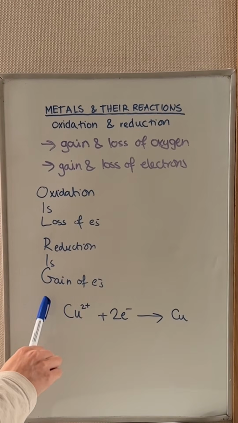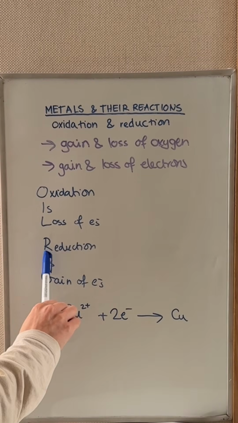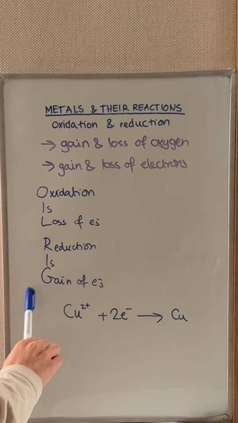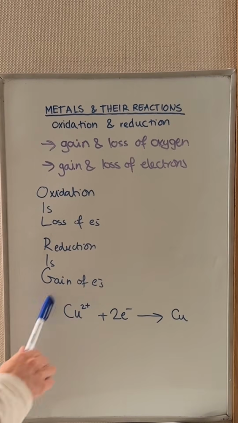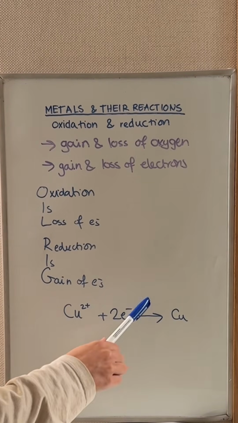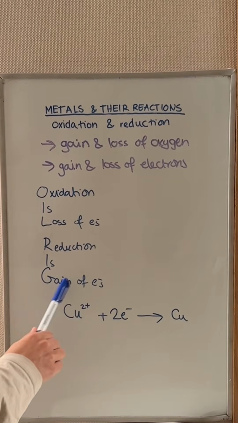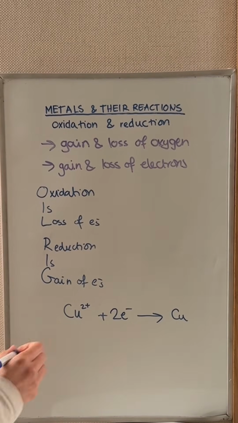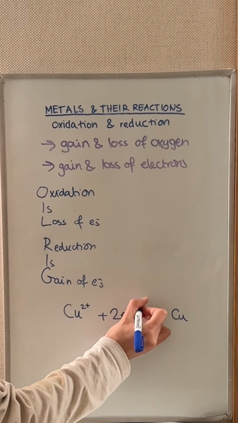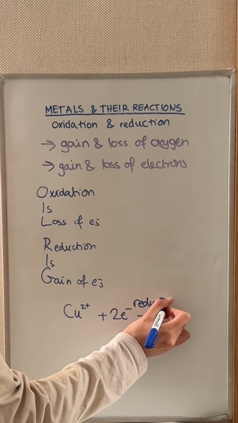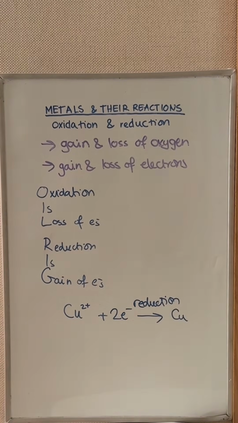Let's have a look at our OIL RIG. Well, our OIL RIG tells us that reduction is gain of electrons, and in this case, copper has gained 2 electrons. So here, copper is being reduced. So the copper ion is being reduced to copper element. So here, reduction takes place, as copper gains 2 electrons to form copper element.